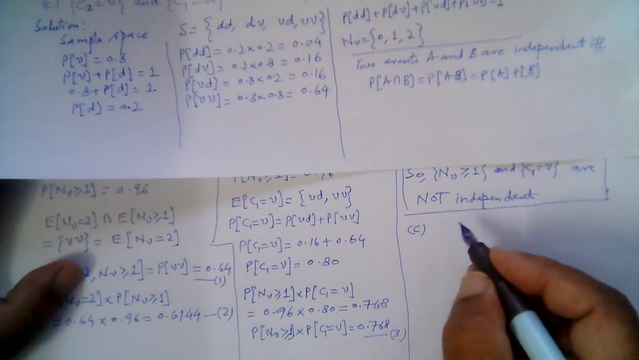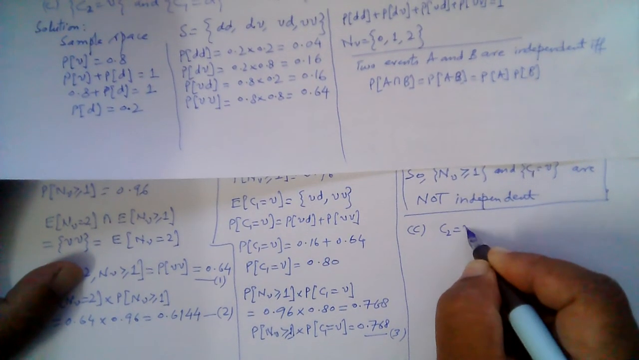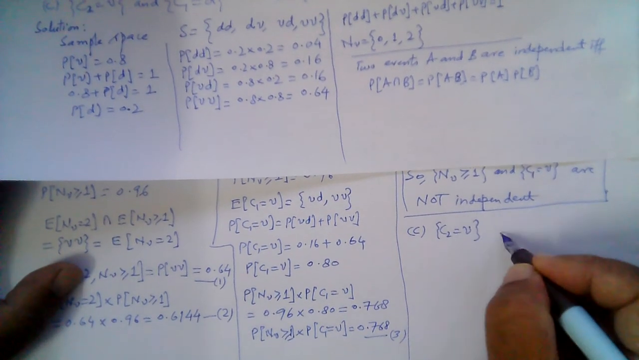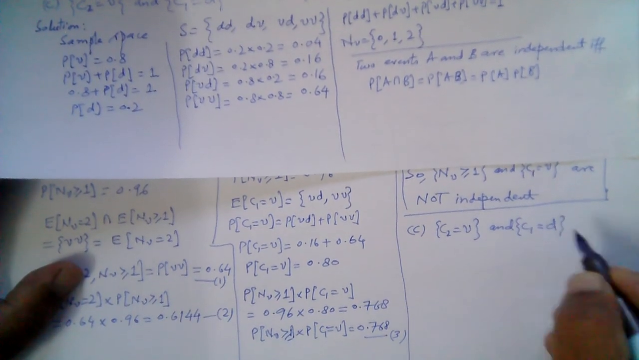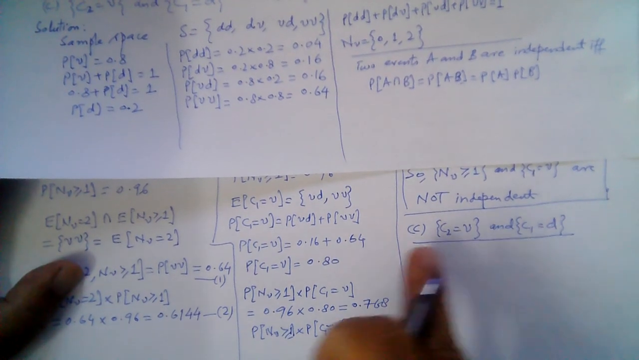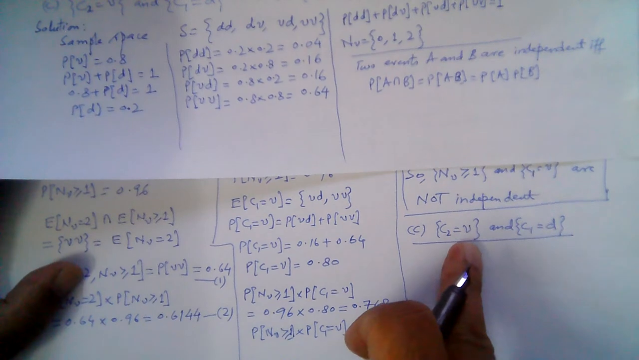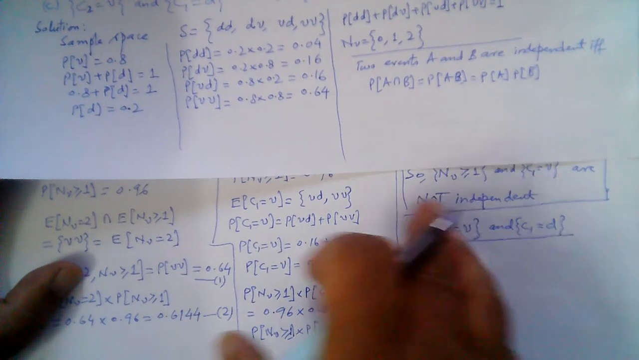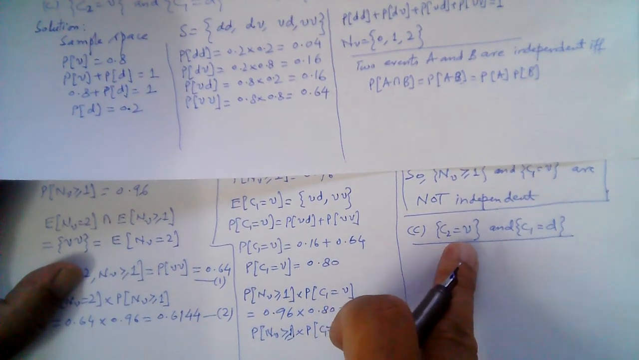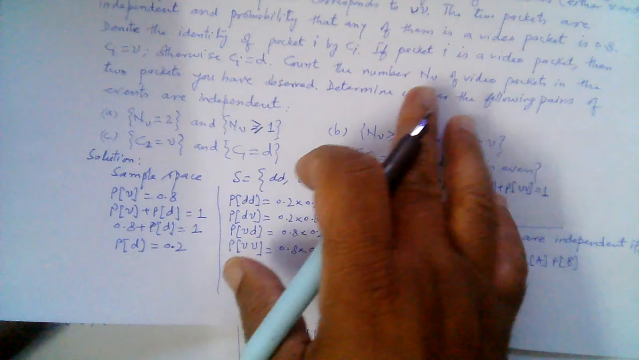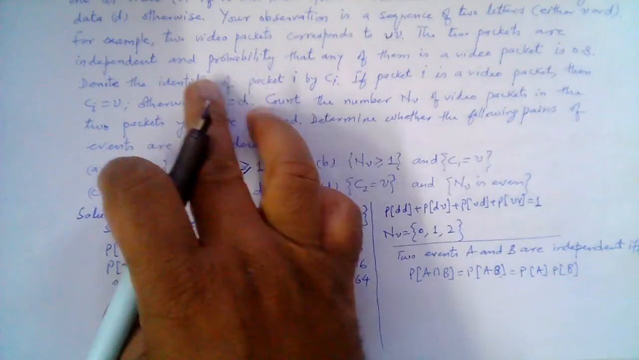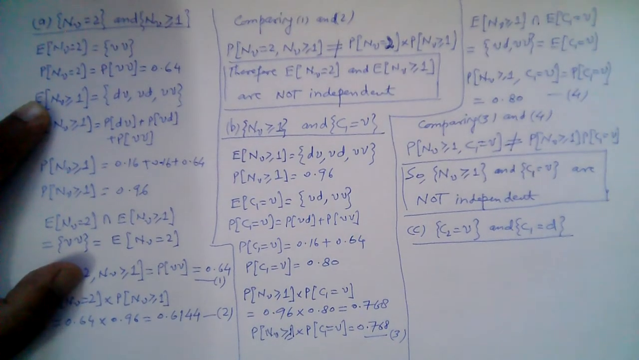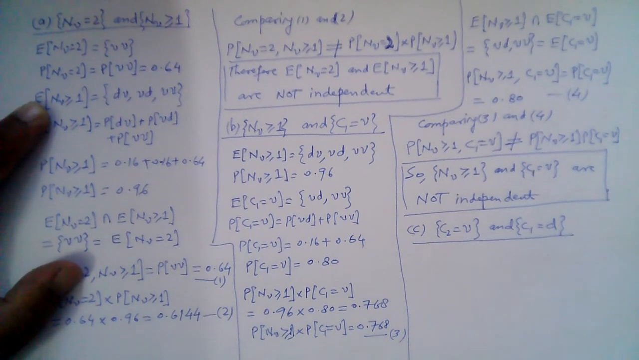So this was part B. Now let's see part C. Part C is to see whether C2 is equal to V and C1 is equal to D are independent or not. C1 is first packet is data, and C2 is second packet is video. These are two packets, and it has been described that the two packets are independent, right? So these should be independent. Let us just find out whether these are really independent or not. So let's investigate it, right?